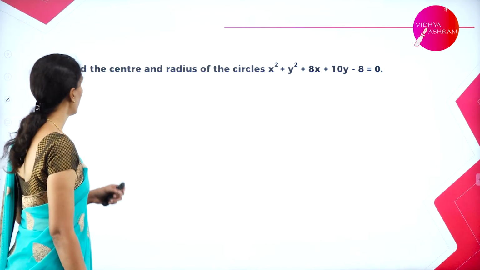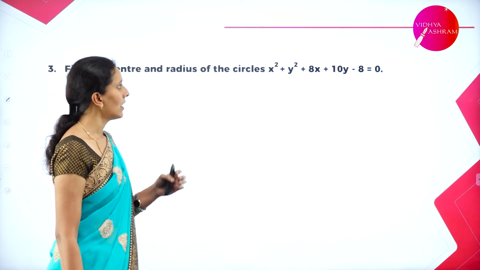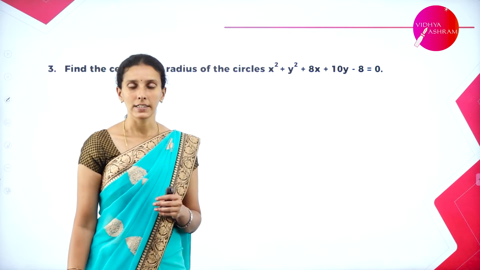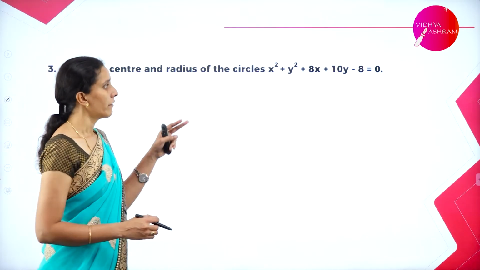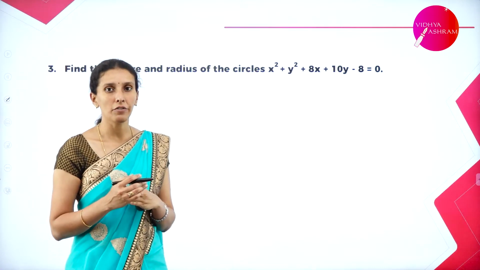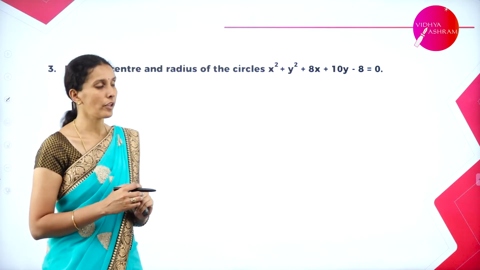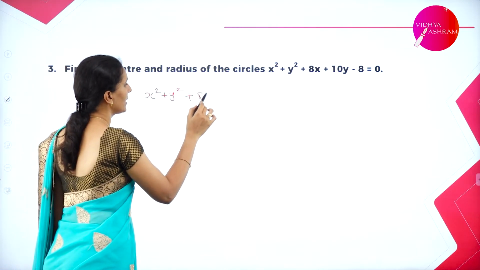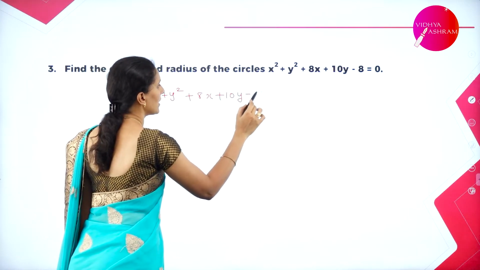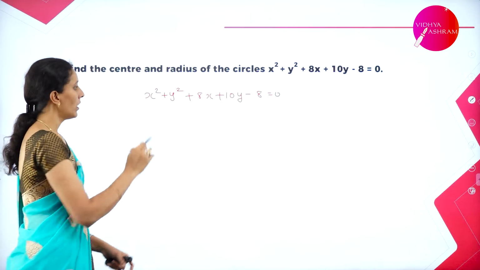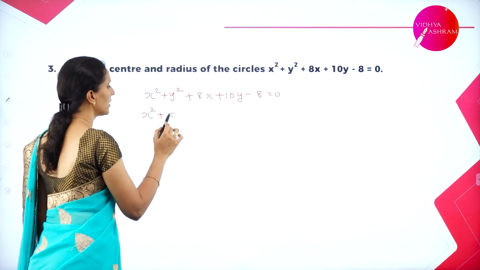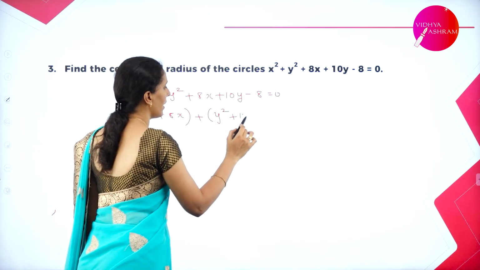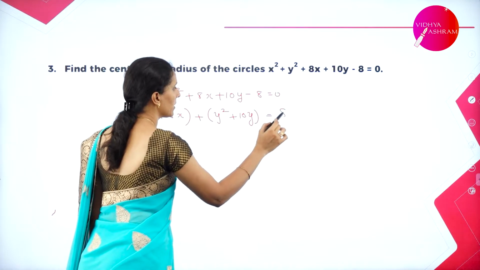Next question. Find the center and radius of the circle x square plus y square plus 8x plus 10y minus 8 is equal to 0. So here we have to reduce it into the general form so that we can find the center and radius of the equation. So we have x square plus y square plus 8x plus 10y minus 8 is equal to 0. Now let us separate the x terms, that is x square plus 8x, and y square plus 10y. I'll shift minus 8 to that side, so it becomes 8.